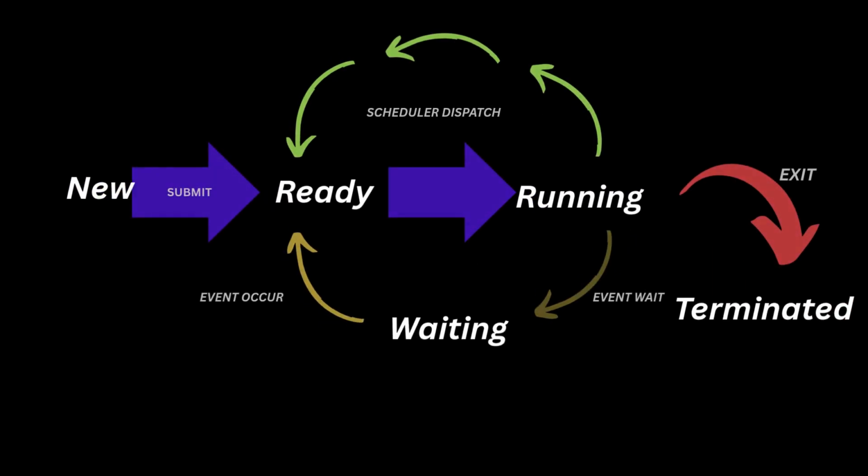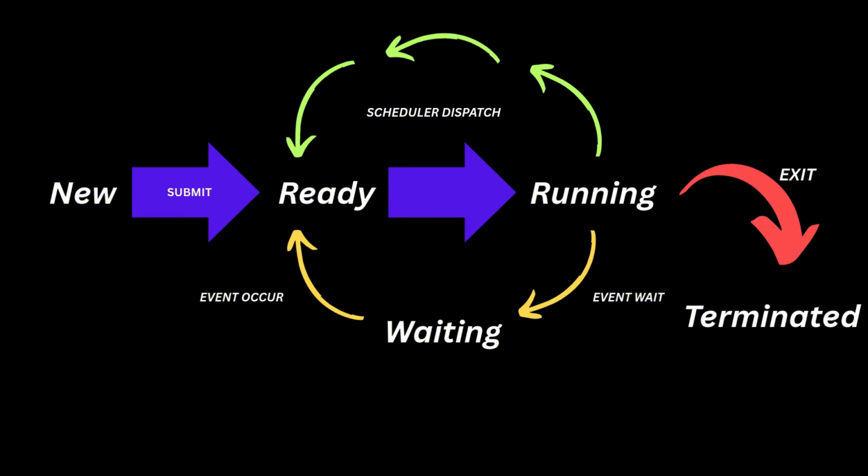Each process goes through different states during its lifetime. The main ones are new, ready, running, waiting, and terminated. New means the process is being created. Ready means the process is waiting to be assigned to the CPU. Running means the process's instructions are being executed. Waiting means waiting for some event like user input or file access. Terminated means the process has finished execution.